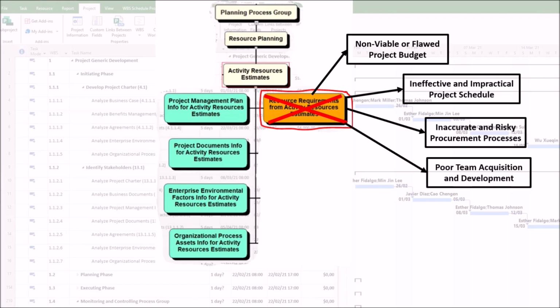4. Poor team acquisition and development. The acquire resources process relies on knowing exactly what skills and how many people are needed, as follows. First, you may end up hiring the wrong people. Vague job requirements, such as programmer, lead to hiring people without the necessary specific skills, such as Python data scientist, resulting in low productivity and quality issues.